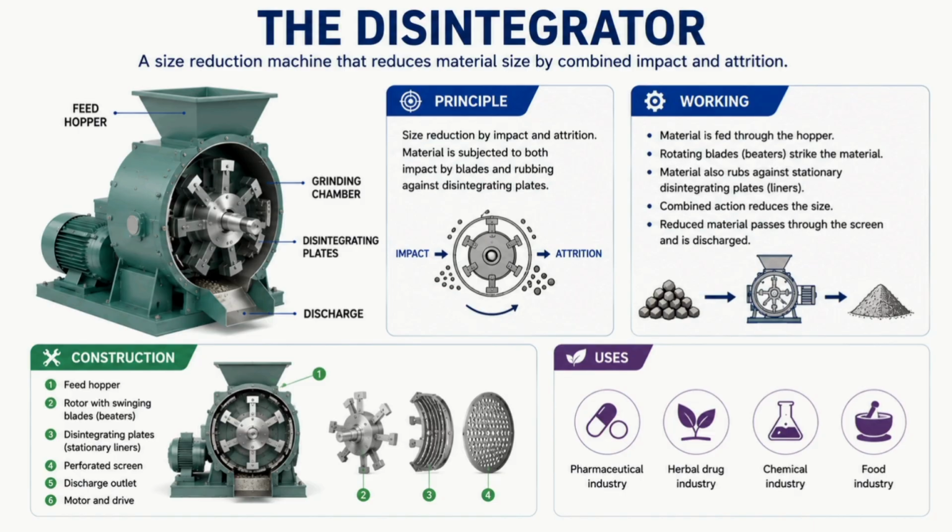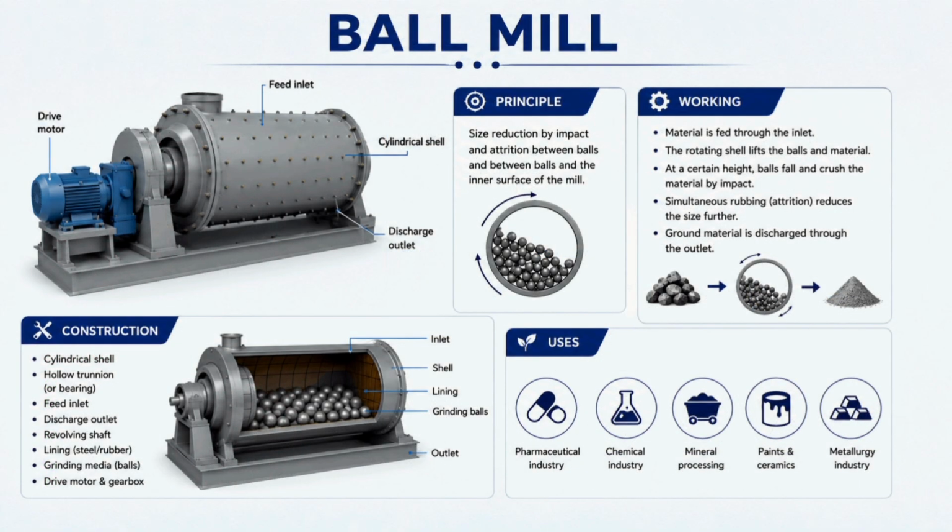Okay, and the next method is attrition. In attrition, pressure is applied on the material as in compression, but the surfaces are moving relative to each other, resulting in a shear force which breaks the particles. On laboratory scale, size reduction by attrition is done using a pestle and mortar, but on a large scale, roller mills can be used.